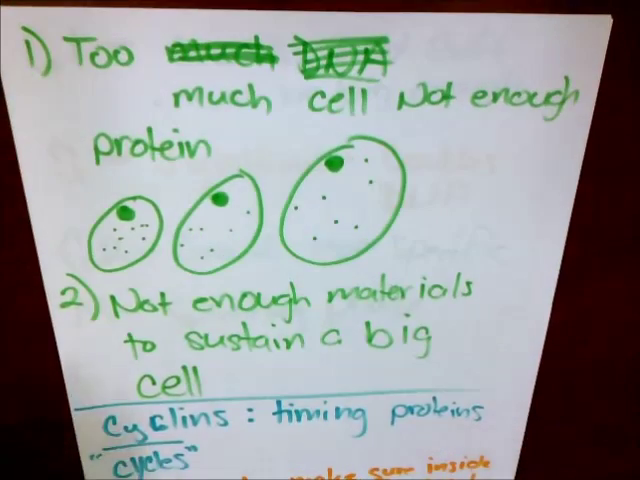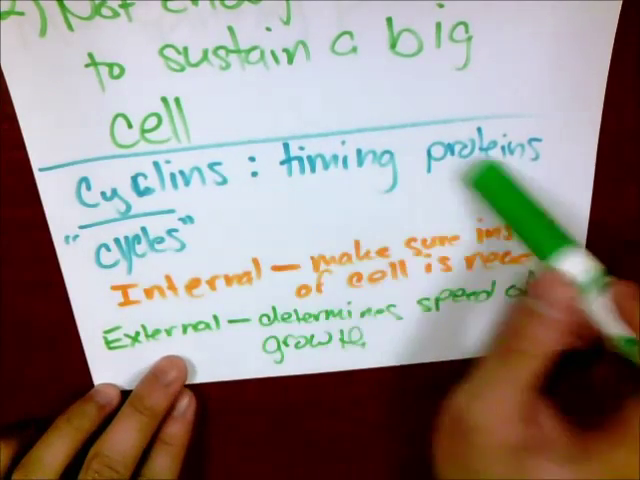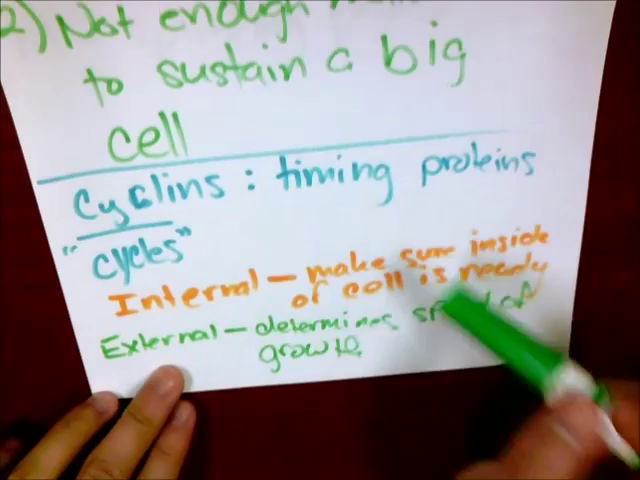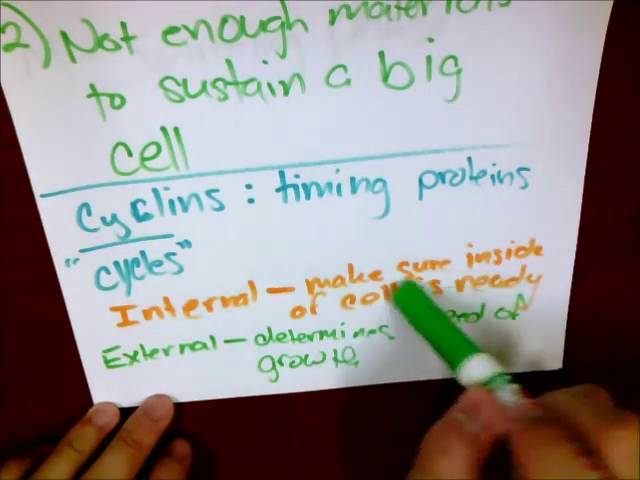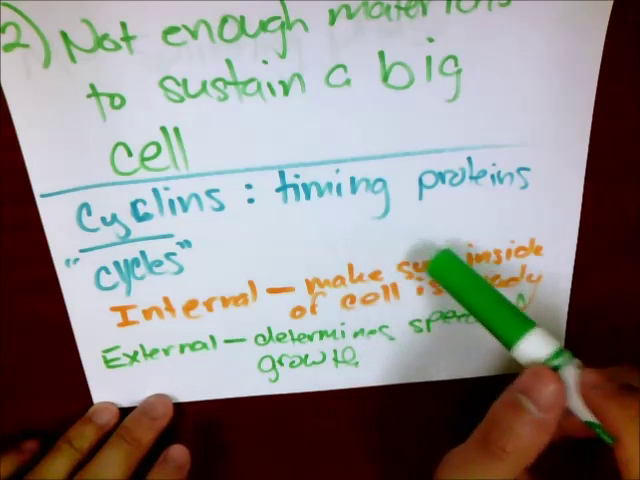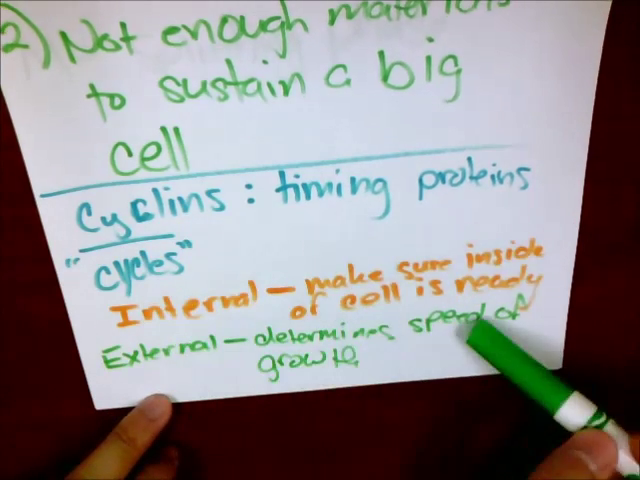Alright, the main thing I want you to take away from this is cyclins are timing proteins, so they determine how fast you split, when you split, etc. Internal versus external: external determines how fast you split. Internal determines whether or not you split at all. So you have to go through both of these. You have to get through this stage to get through this stage.